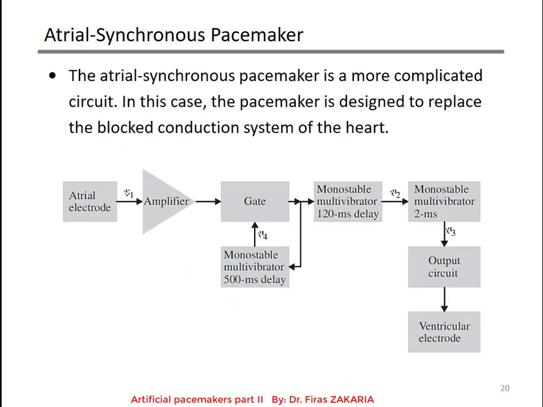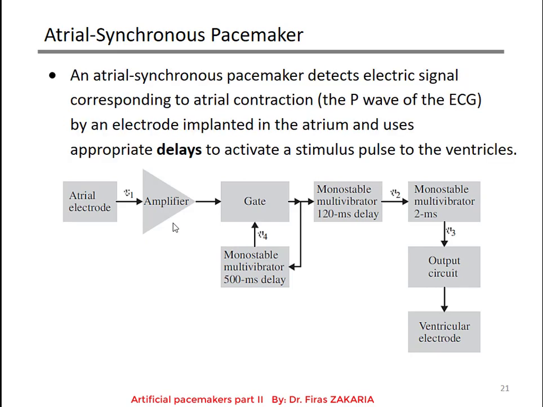Now we have another system which is called the Atrial-Synchronous Pacemaker. طبعا مثل ما ممكن شايفين هون بالبلوك diagram انه ال Atrial-Synchronous Pacemaker is more complicated. It has a circuit which is more complicated. ولكن هذا pacemaker is designed to replace the blocked conduction system of the heart. So if we have a block in the conduction system of the heart, we can use what's called the atrial-synchronous pacemaker.